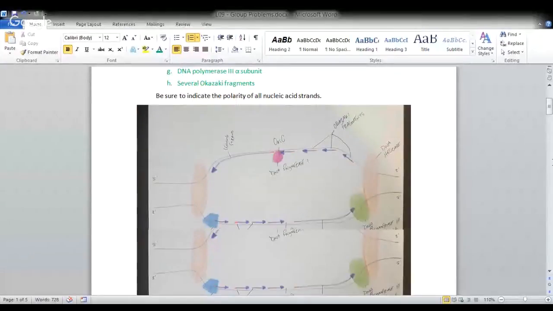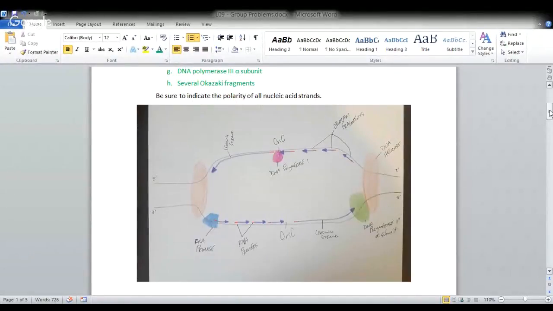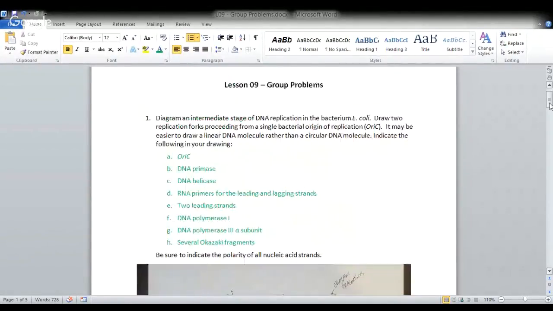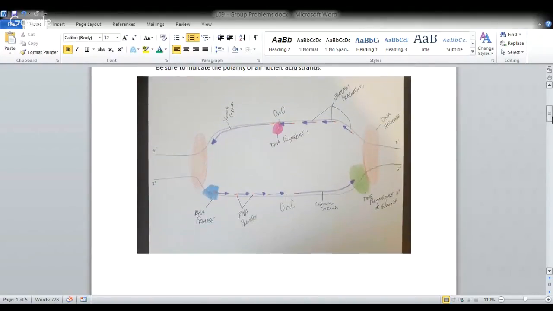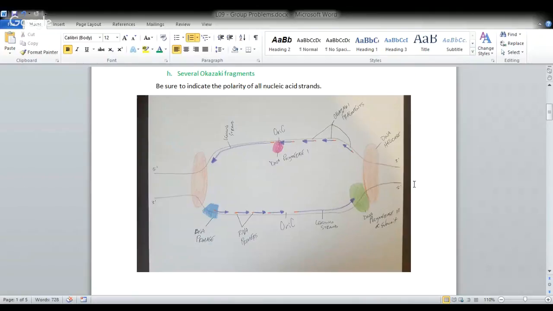Number 1 is just asking us to draw a picture of an intermediate stage of DNA replication and tells us what we need to include. To start, we have our 2 replication forks, 5' to 3', and the complementary strand running the opposite, 5' to 3'. We have our DNA helicase that is unzipping the DNA right here. Then we have our leading strands, and our lagging strands, or our Okazaki fragments, that are behind the leading strand.